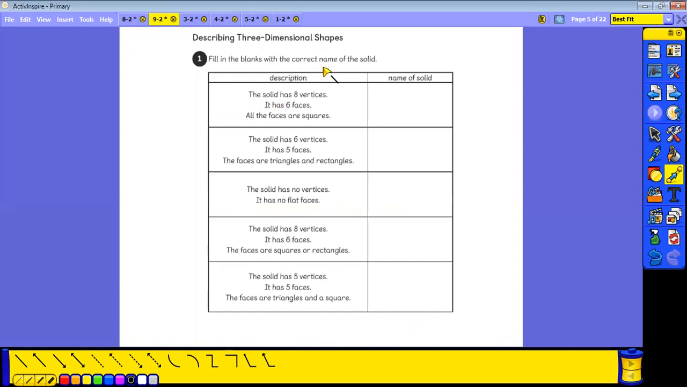So fill in the blanks with the correct name of the solid. Okay, so the name of the shape. The solid has 8 vertices. Okay, 8 vertices. You know what that means? It has 6 faces and all the faces are squares. So children, remember, you've counted the faces of the shapes, you've counted the vertices. Okay, so the word solid is just the name for the 3D shape. So you need to name it there.